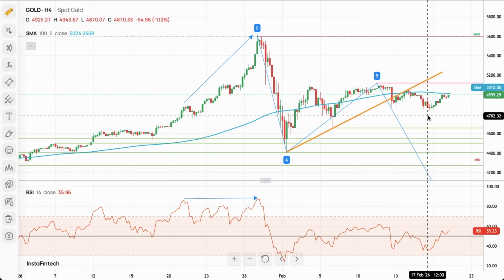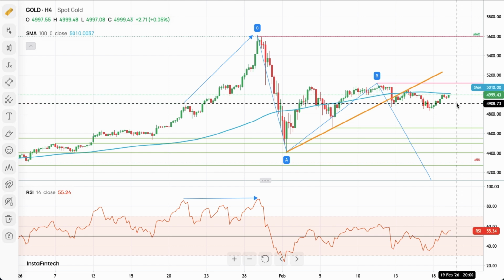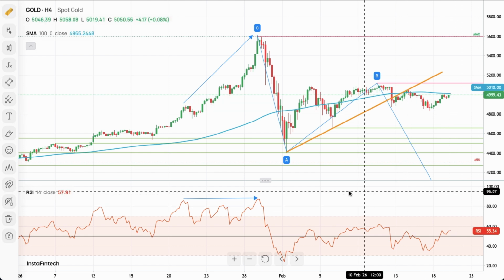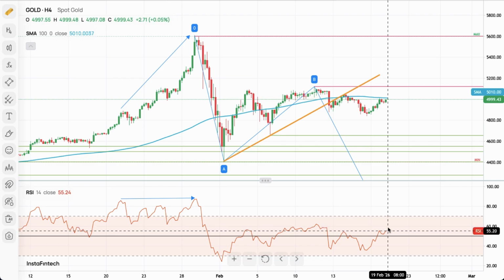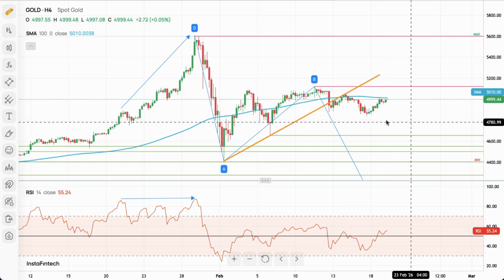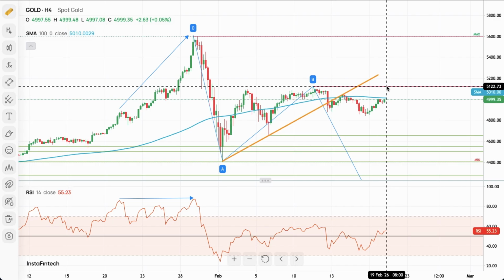Gold market keeps doing nothing as it is trading just below the 100 piece moving average, $5,010 per ounce of gold, as the momentum went a little bit above the level of 50. Right now 55 points is the maximum momentum, so maybe wave B is still in progress.